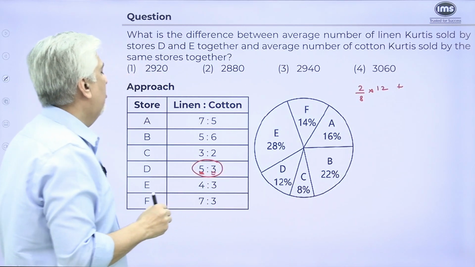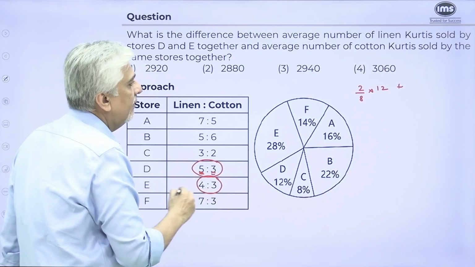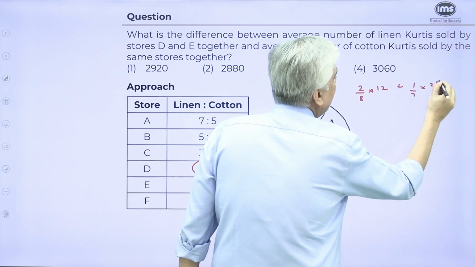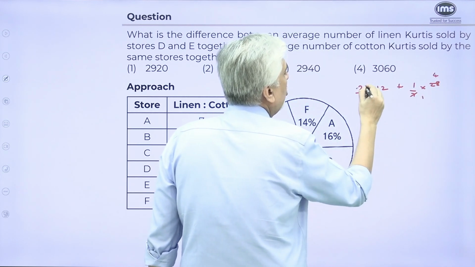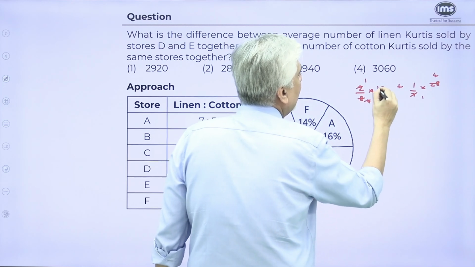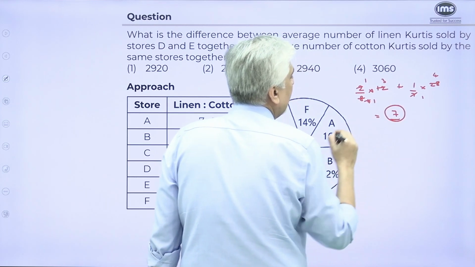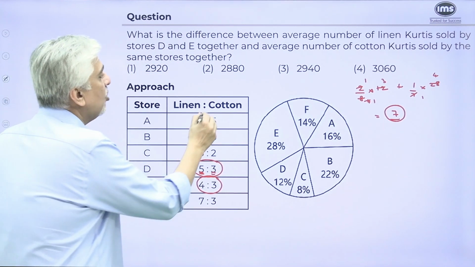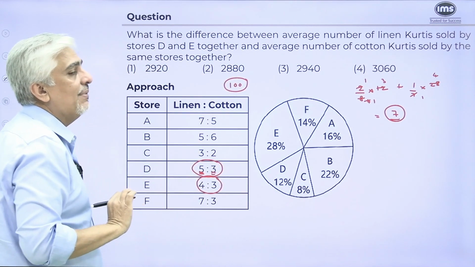Plus same way for store E. Difference is 1 by 7 of 28. 7 ones are 7, 4 fours are 2, 1 ones are 2, 4 fours are 4, 1 ones are 4, 3 threes are. So the total which we are getting is 7 over here. Right? Now, what does this 7 mean? That means if I had assumed total is 100, whatever they have asked for is coming as 7.